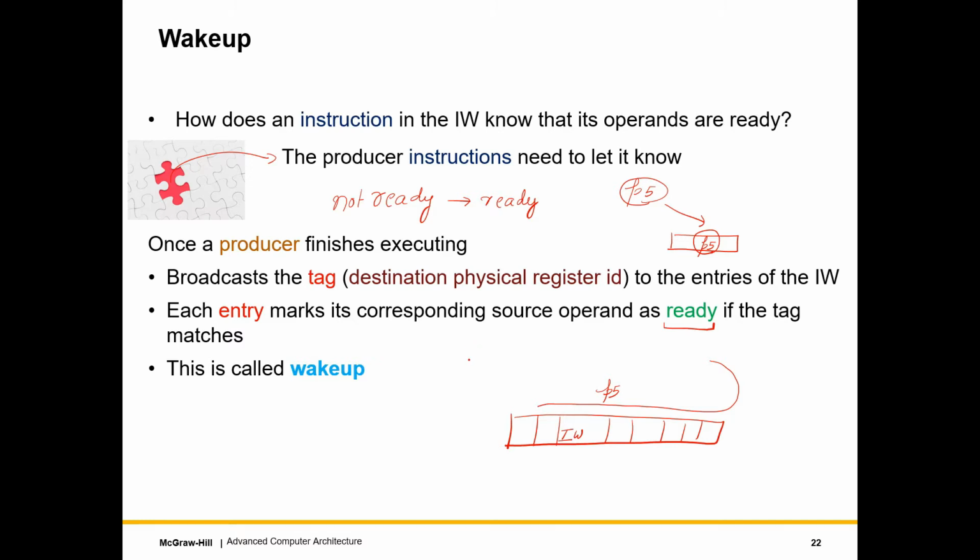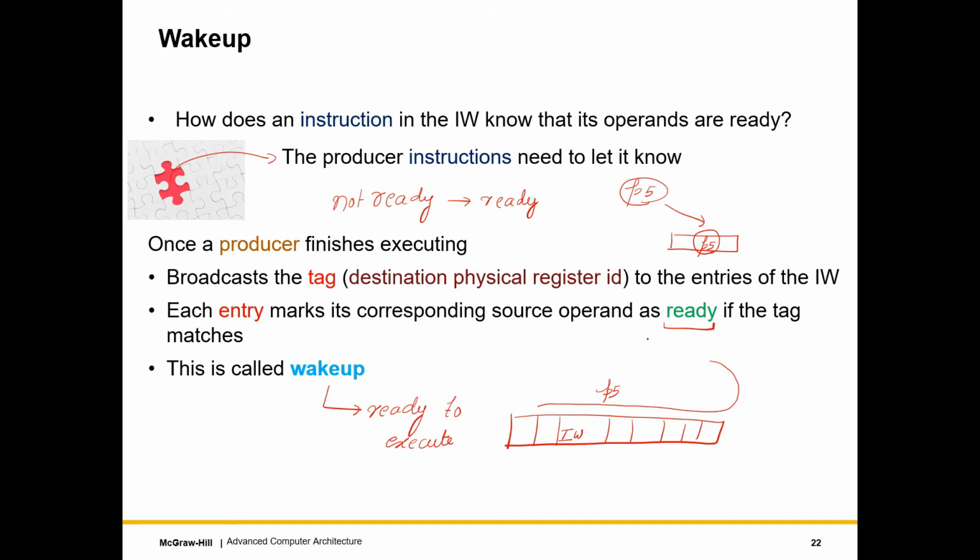If the tag matches, if it is one of the sources, they set the corresponding source operand to be ready. This process is known as wake up. In this case, we are waking up an operand. It's also known as waking up an instruction. For example, if for an instruction, it finds that after a wake up, both its operands are ready, then we say that the instruction has woken up. So wake up means that it is ready to execute. What does that mean in this case? Well, what it means is that it can go ahead and read the value of its operands.